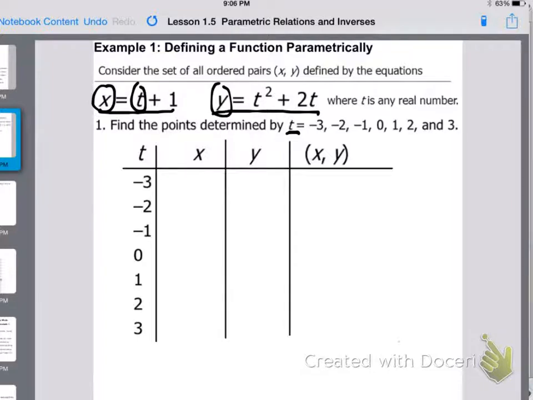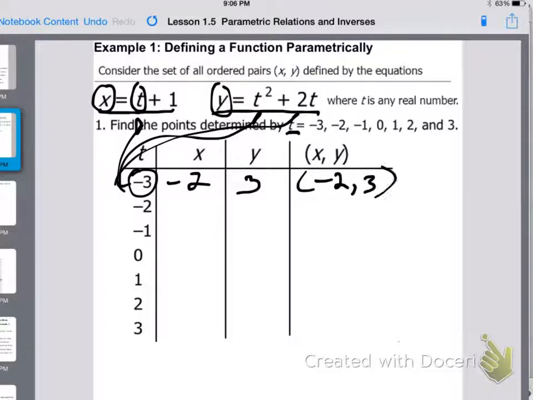We want to plug in our t values right now. Let's plug in -3 for t and get what x is here, and then plug -3 in for t here and get what y is. So this is what we're going to do first. -3 plus 1 is going to give me -2, and then -3 squared is 9 plus -6. So it's going to give me 3. So -2, 3 is my ordered pair.